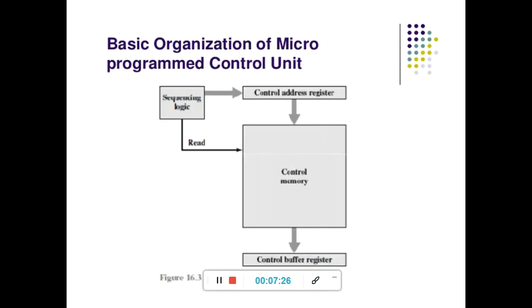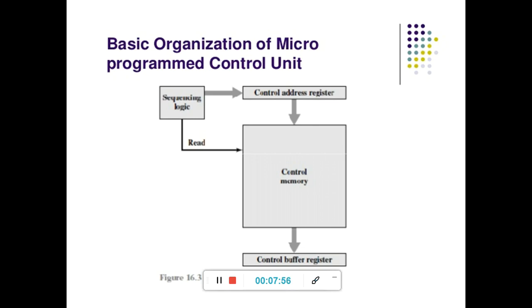Next one, basic organization of microprogrammed control unit. Here the sequence logic unit issues a reading command. At the same time, the word specified in the control address register is read into the control buffer register. Here, what is the control buffer register? Based on its contents, it generates the control signals and next address information.